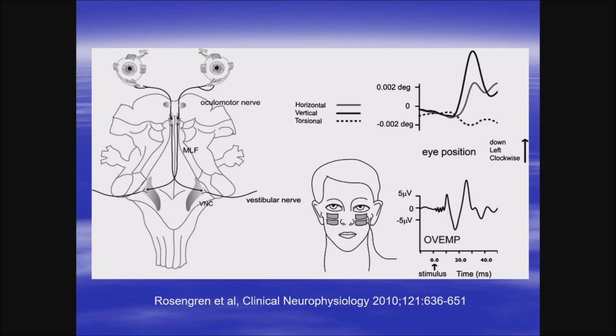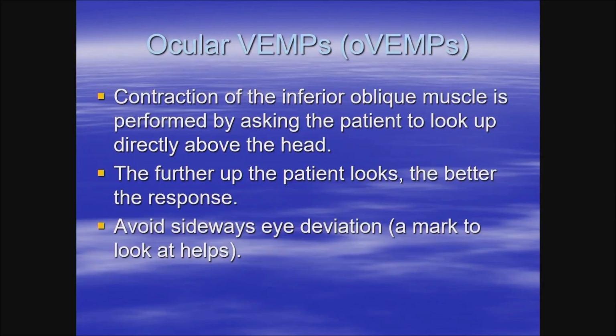And then this time the patient is asked to look upwards as much as they can. And this activation is actually easier than the sternocleidomastoid muscle. So it's a very simple activation procedure. Contraction of what we believe contributes to the OVEMP, the inferior oblique muscle, contributes to this response. The patient looks up without looking sideways, so they have to look vertically upwards.